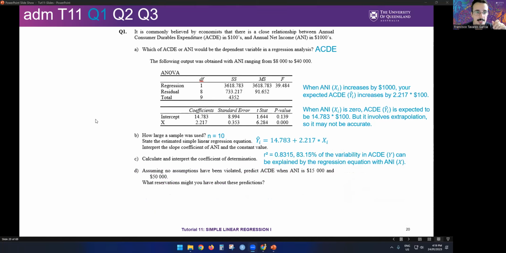Not yet. Let's go to D. Assuming no assumptions have been violated, predict the ACDE, so the expenditure, when income is 15,000 and 50,000. What reservations might you have about these predictions? So let's go.